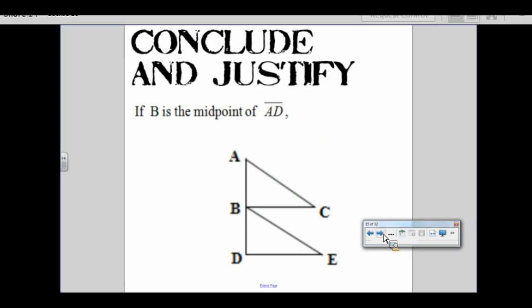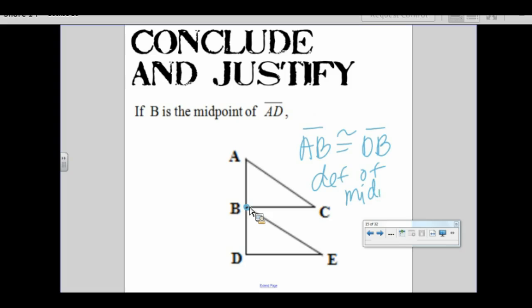B is the midpoint of AD. We do this one a lot. What can I conclude? Segment AB is congruent to segment DB. And what's the reason? Definition of midpoint. It's not midpoint theorem. There's not a midpoint theorem that we use. It's definition of midpoint.